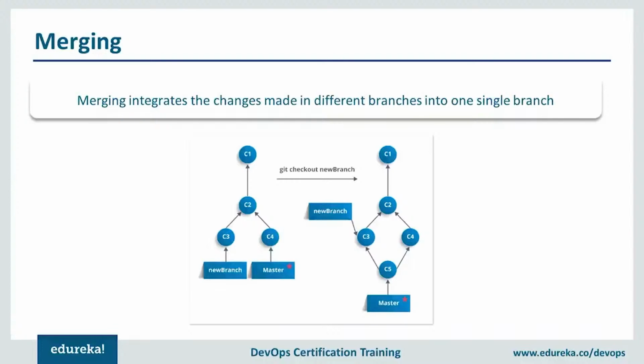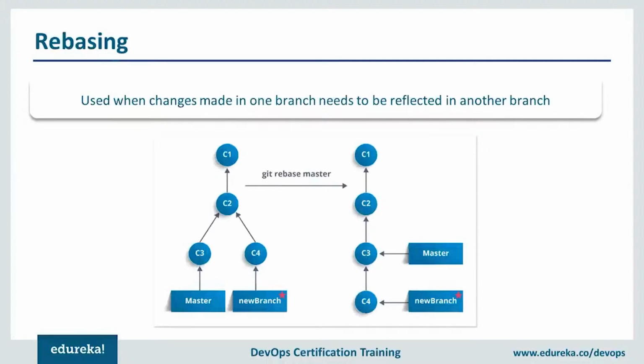Just imagine a master branch has 5 to 6 new branches. Once you're done working with all these branches, you just have to merge them to the master branch. Now next in the list, we have rebasing. Rebasing is also another kind of merging. The standard rebase solves the same problem as merge, and both of these commands are designed to integrate changes from one branch into another; they just do it in different ways.